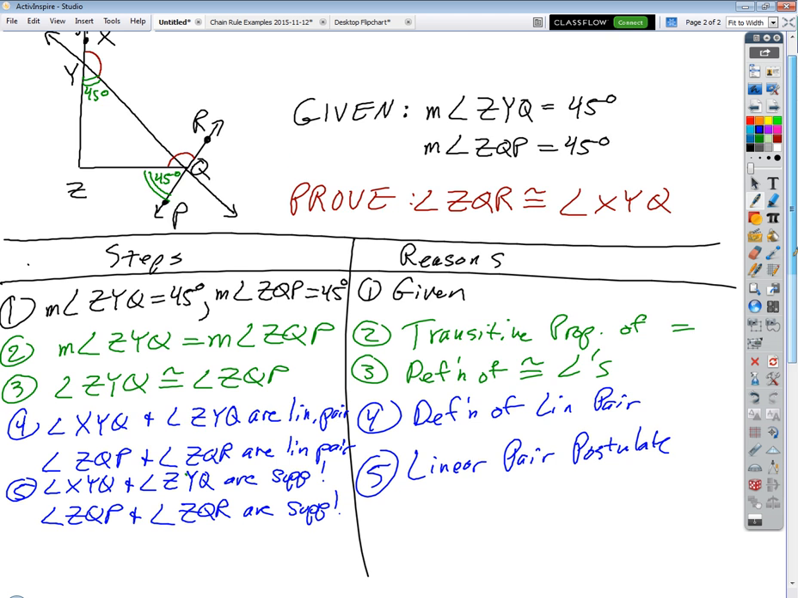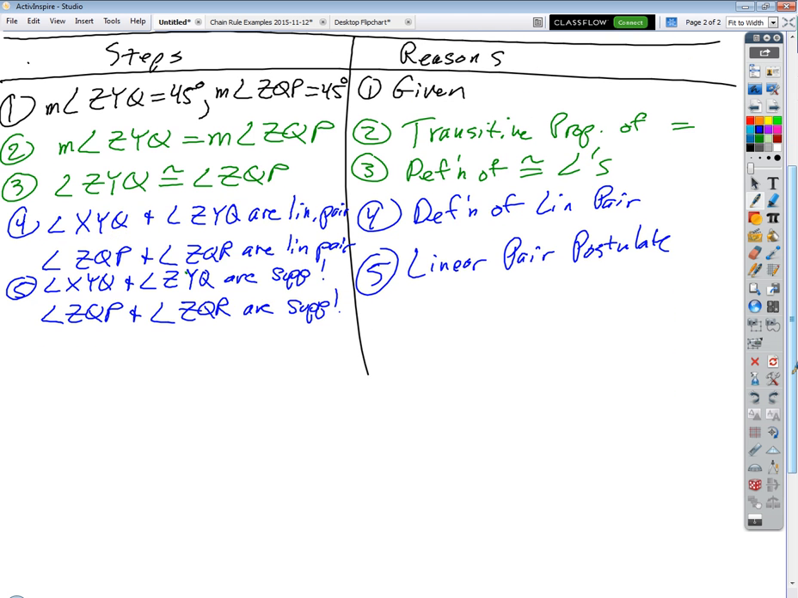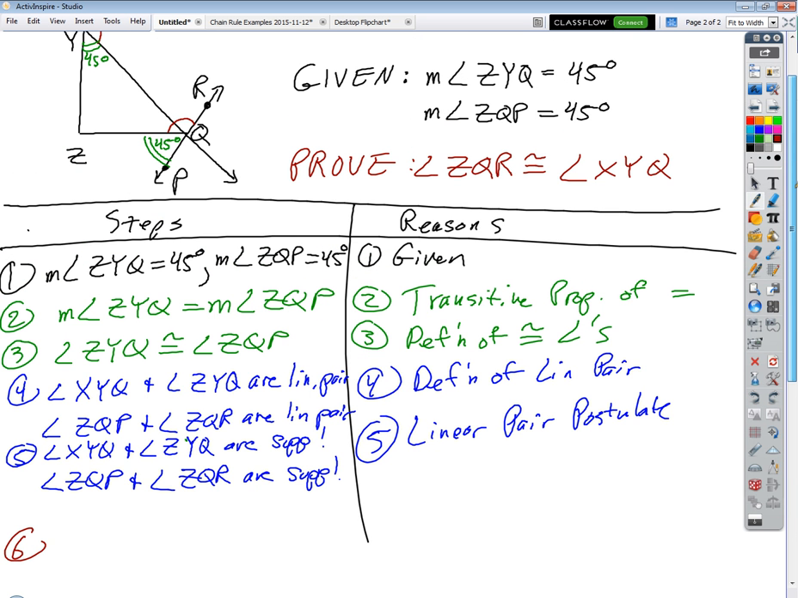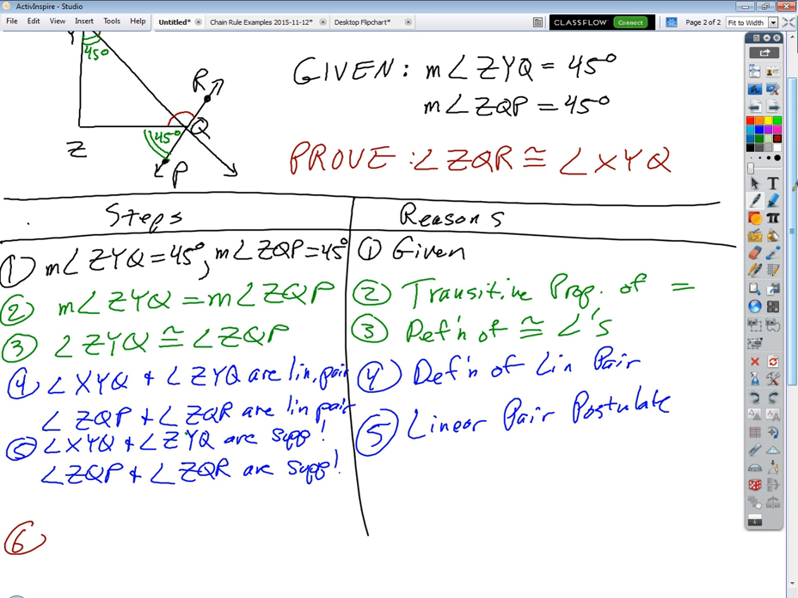Okay, and so now we're done, pretty much, aren't we? Now we can just say our final step. We can now say that angle, what are the two angles we're trying to get? Angle ZQR and XYQ are congruent.